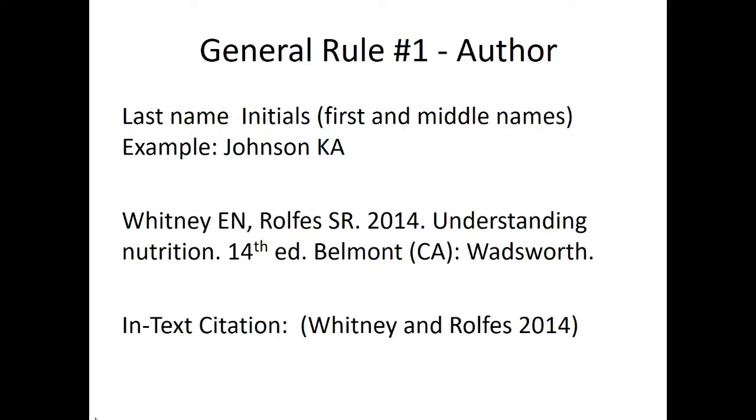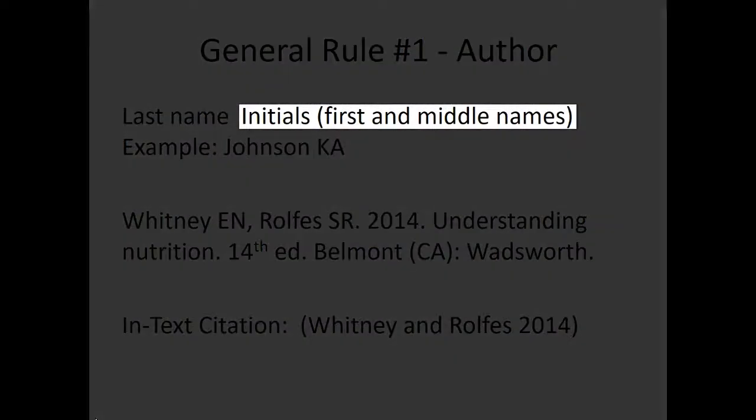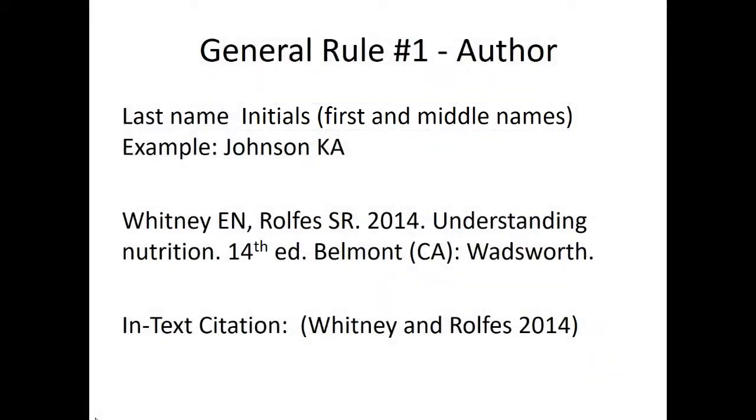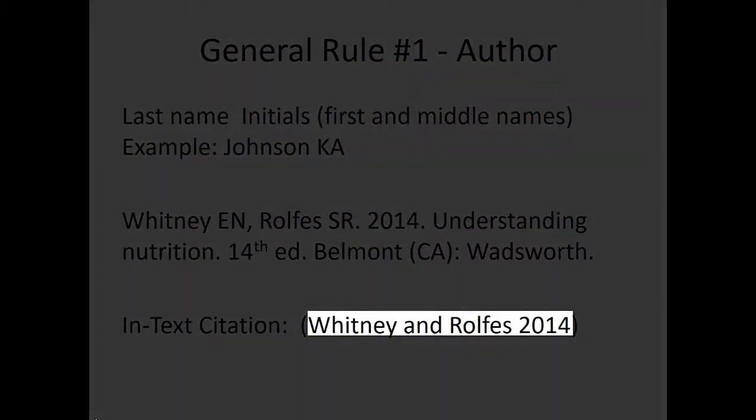The general rule for author is to include the full last name, but the author's first and middle names are listed with initials only, which you can see in the Johnson example. When you have more than one author, separate the authors with a comma, as can be seen with the Whitney and Rolfs example. Notice how the in-text citation includes both of the authors' last names and publication year.